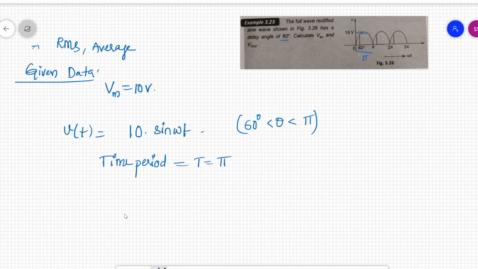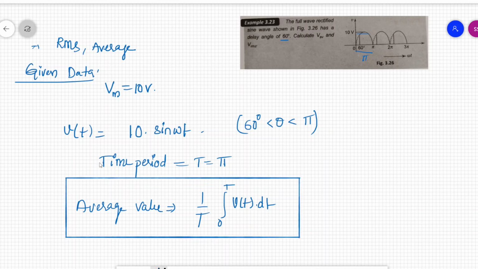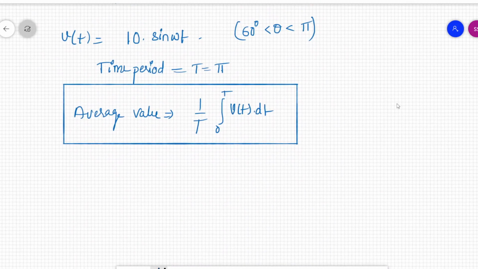So you have to find average value. Average value equal to 1 by T integral 0 to T v of t dt, right? This is the average value expression. Now we need to substitute T and v of t here, then we can find the value. So average value V average equal to 1 by T is 1 by pi integral 0 to pi v of t is 10 sine omega t into d omega t.